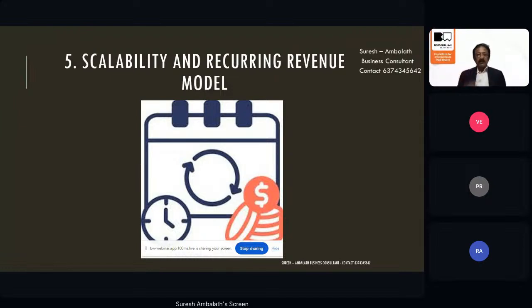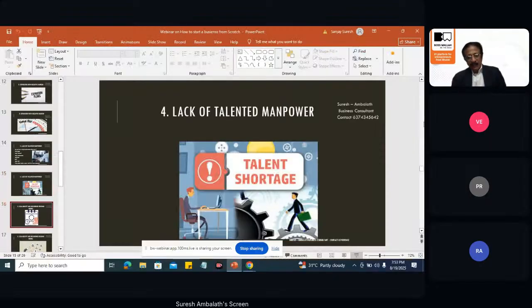Okay. So scalability and recurring. Scalability will happen when you have a recurring revenue model. Almost all businesses don't have a recurring revenue model. It's like hand to mouth. When a business is hand to mouth, then you cannot grow the business. How can you make the business a recurring revenue model?